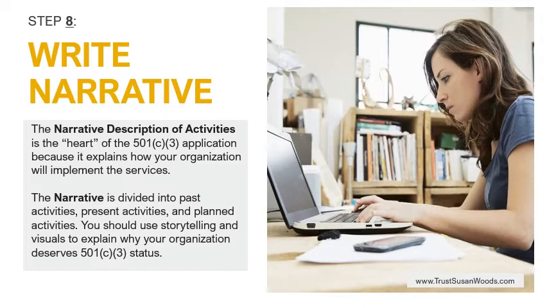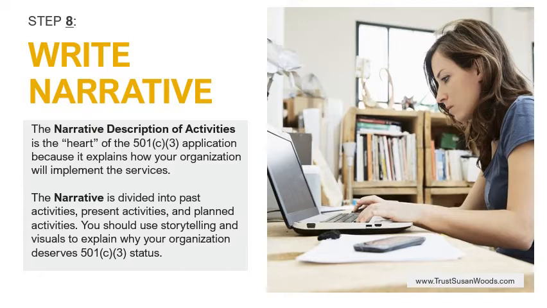The narrative description of activities is the longest document in your application packet because this is really where you sell your idea to the exemption specialist that's reviewing your application. You have to really use the narrative description of activities to prove that there is an absolute need in the community for what you want to provide.